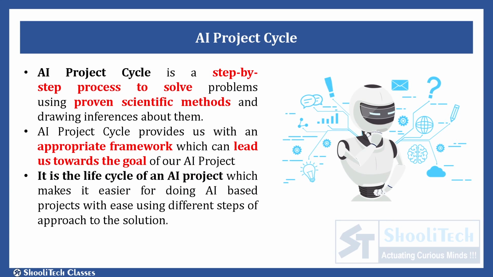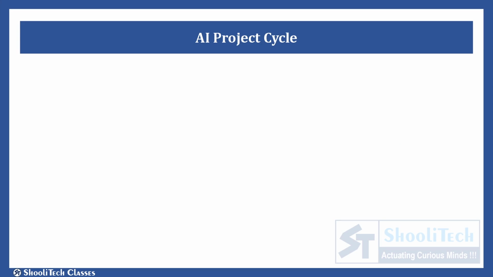The AI project cycle is a step-by-step process to solve problems using proven scientific methods and drawing inferences about them. Means there are certain steps which are scientifically proven, and we just need to follow those steps, and by following that process step by step, we automatically move towards our goal of developing an AI based application. The AI project cycle is actually the life cycle of an AI project. And here we have some stages of the AI project cycle.